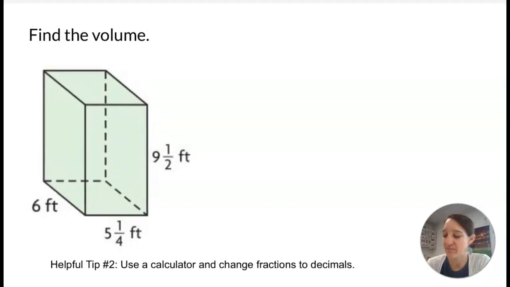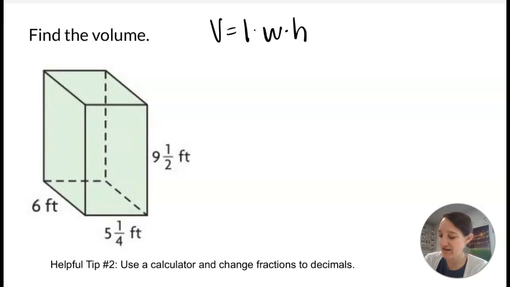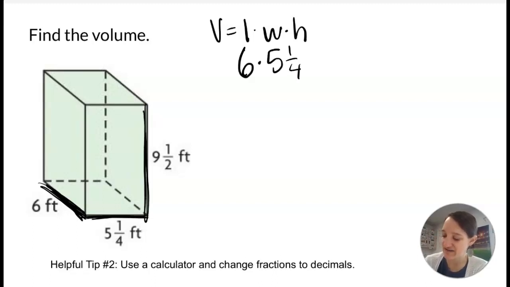All right, so if it says find the volume, let's use a formula. Whoa, my iPad fell and went all funky. Let's try that again. So volume equals length times width times height. Okay, the length is the longer one on the bottom. The width is the shorter one. And the height is how tall it is.